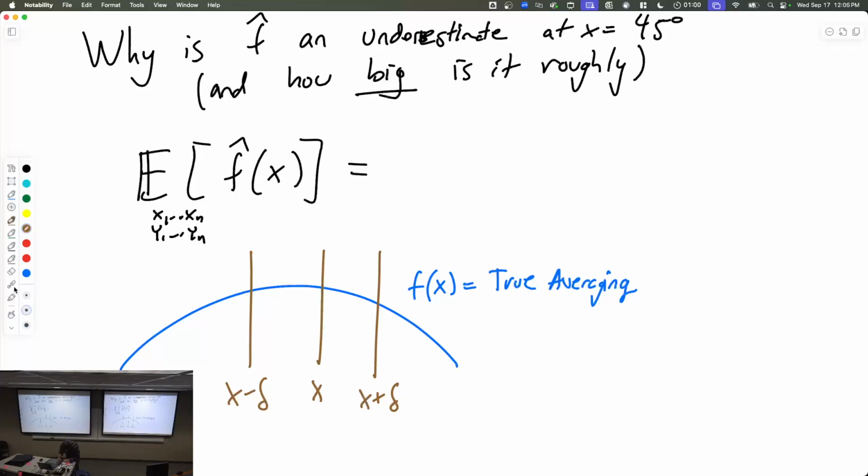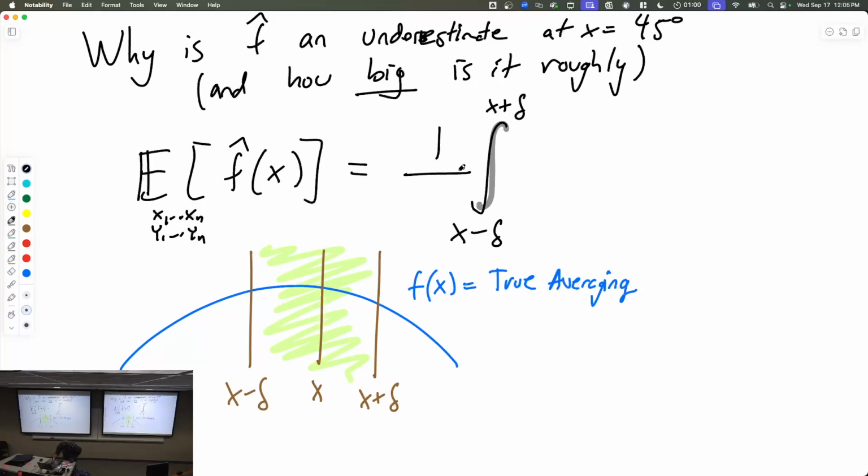Let me shade it in with a highlighter. So this little shaded region over here, we're averaging the value of the true f over it. Averaging in mathematics you can express as an integral. It's the integral from x minus delta to x plus delta, divided by the length of the interval, which is 2 delta, of the function f of x dx. Our procedure of estimating f hat grabs all the sample points between minus delta and plus delta, so we're averaging the true average over here.